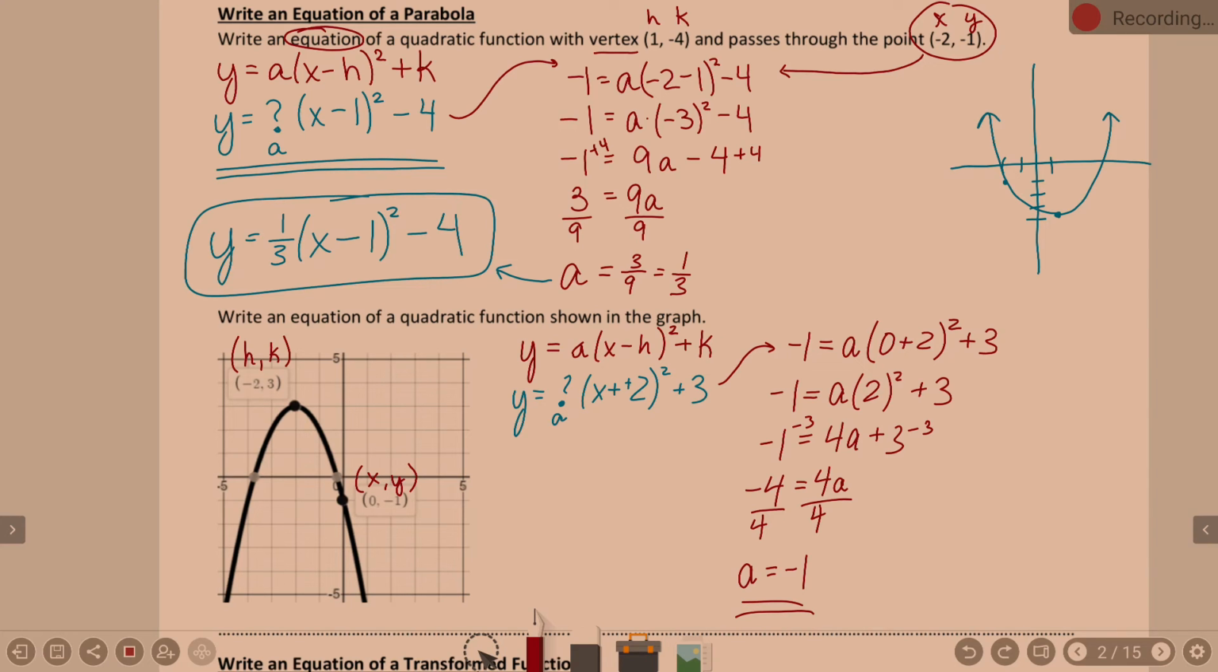Okay, can you write your final answer? Y equals -1 times x plus 2, squared, plus 3.